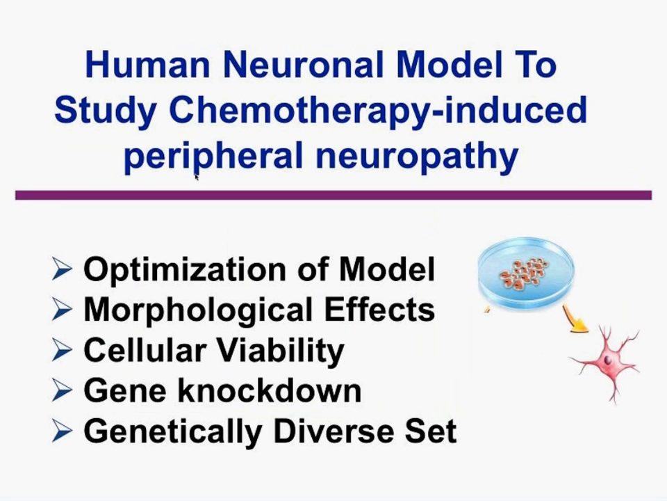So I'll talk a little bit about how we've optimized the model, the morphological effects of chemotherapeutic agents, including cell viability, their effect on cell health, gene knockdown of some genes that were found in large clinical genome-wide association studies, and their effect on sensitivity to chemotherapy. And then we've recently also looked at a genetically diverse set of neurons.